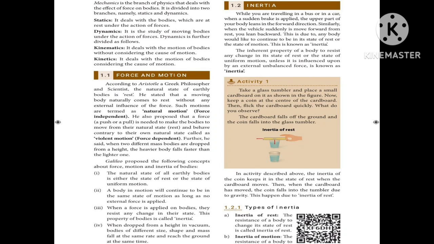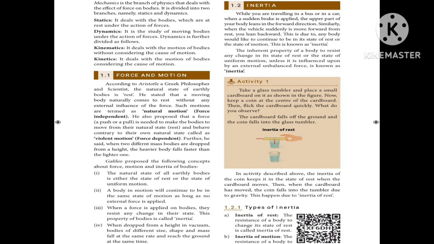Inertia. While you are traveling in a bus or in a car, when a sudden brake is applied, the upper part of your body leans in the forward direction. Similarly, when the vehicle suddenly moves forward from rest, you lean backward. This is because any body would like to continue to be in its state of rest or state of motion. This is known as inertia. The inherent property of a body to resist any change in its state of rest or state of uniform motion, unless it is influenced by an external unbalanced force, is known as inertia.